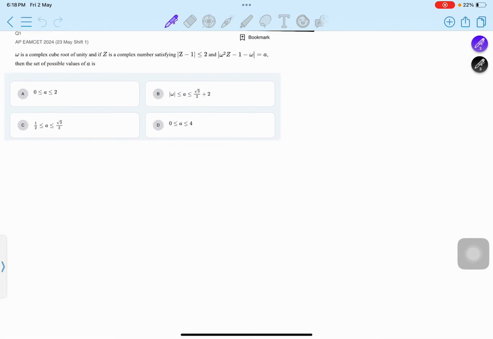Let's start the PYQ series of EAPCET. First question. We have already completed the quadratic equations PYQs, which are most of the PYQs in EAPCET. So the next chapter is complex numbers.